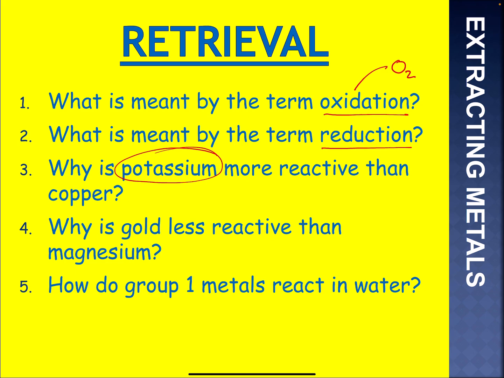Number 4, gold. Why is gold less reactive than magnesium? Again, the same reason. The outer electrons in the magnesium outer shell do not require much energy to be lost, which makes magnesium far more reactive than gold. And how do group 1 metals react with water? Well, group 1 metals react violently with water, lithium, sodium, potassium, and so on, to produce a metal hydroxide and hydrogen gas. I'll move on.